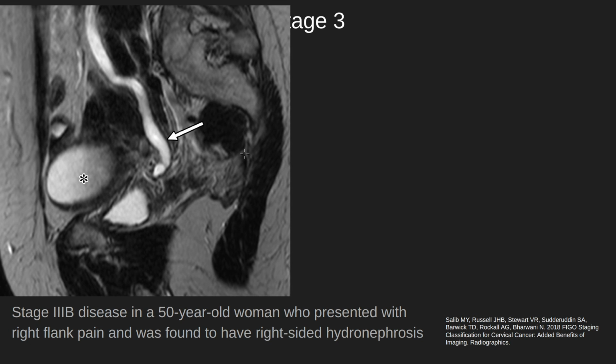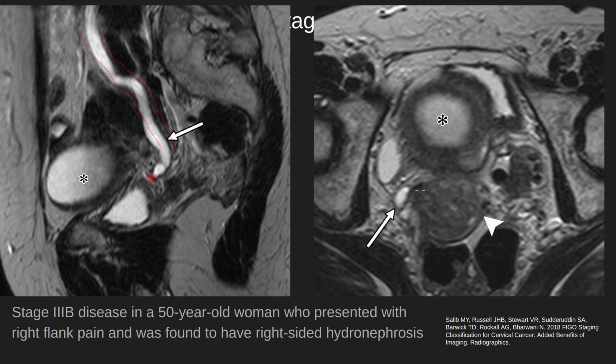Example of stage 3B disease. Stage 3B is pelvic side wall involvement. So this is a 50-year-old woman who presented with right flank pain and was found to have hydronephrosis. MRI was acquired, and on the MRI you can see this T2 bright tubular structure running along the lateral wall of the pelvis, and there is this abrupt narrowing in the lower pelvis, and that corresponds to the level of the tumor that we see on the axial T2 weighted images.